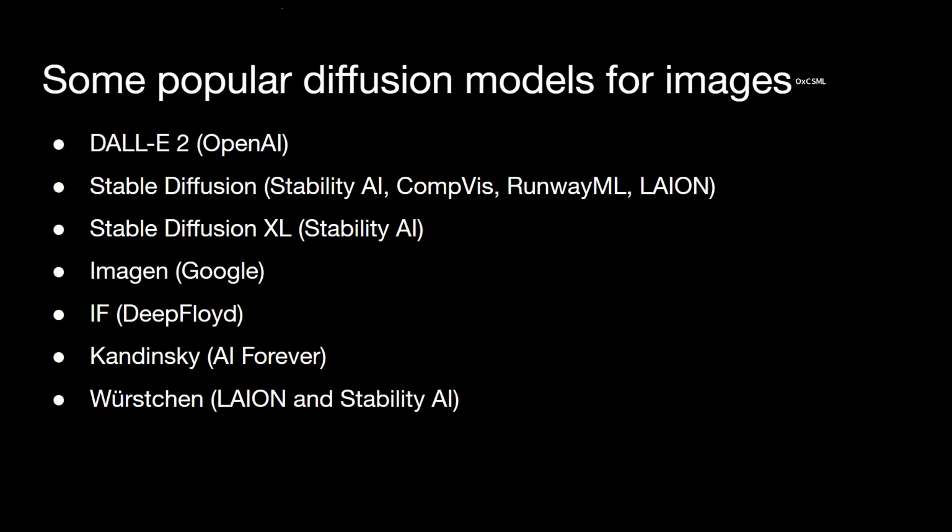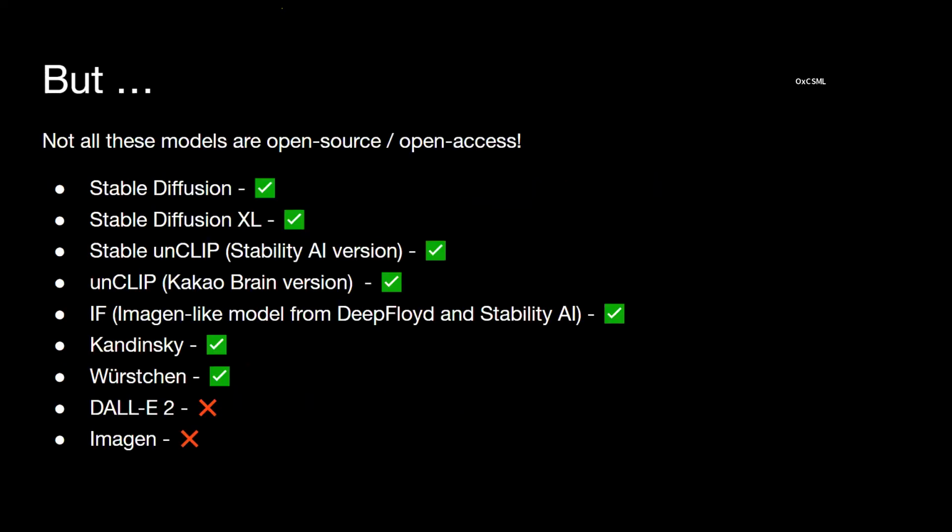But there are, of course, other text-to-image models such as Muse, Parti, and so on, but they are not based on the diffusion framework. So that's why I have not included them here. And then not all these models are open access or open source. For example, DALL-E 3, DALL-E 2 are clearly not. Google's Imagen, it's also not open source, but some of them are.